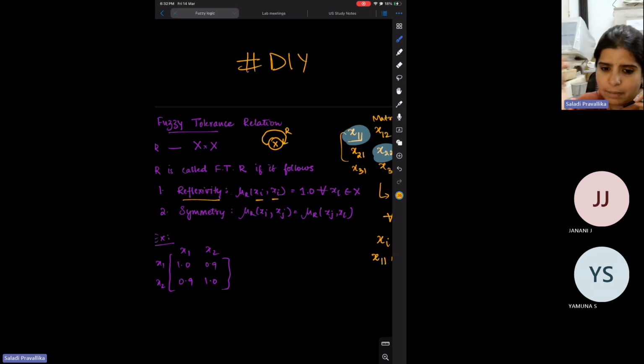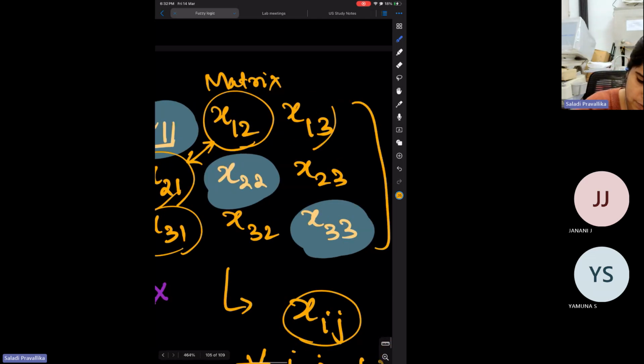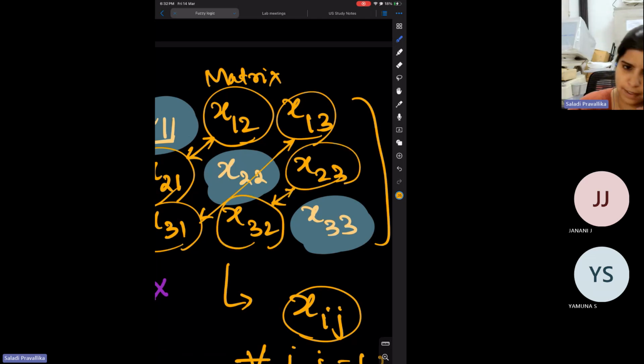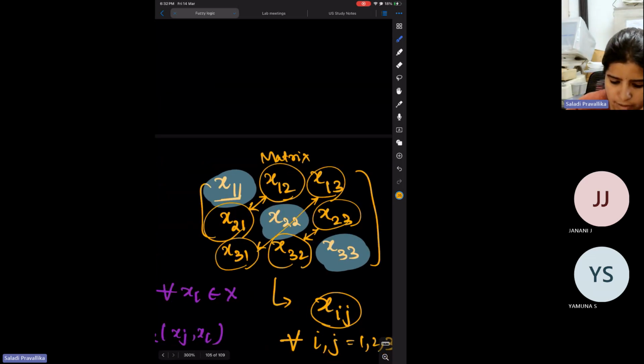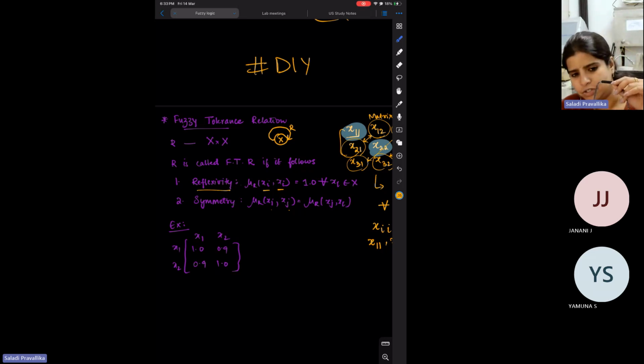The second condition is symmetry. All values of xij should be equal to xji. So x12 and x21 should be the same, x31 and x13 should be the same, and x32 and x23 should be the same. When the values are similar like this, we call it symmetry. Again, to say that a relation matrix is a fuzzy tolerance relation, you need to follow two conditions. One is reflexivity, which means all the diagonal elements should be equal to 1, and the other is symmetry.